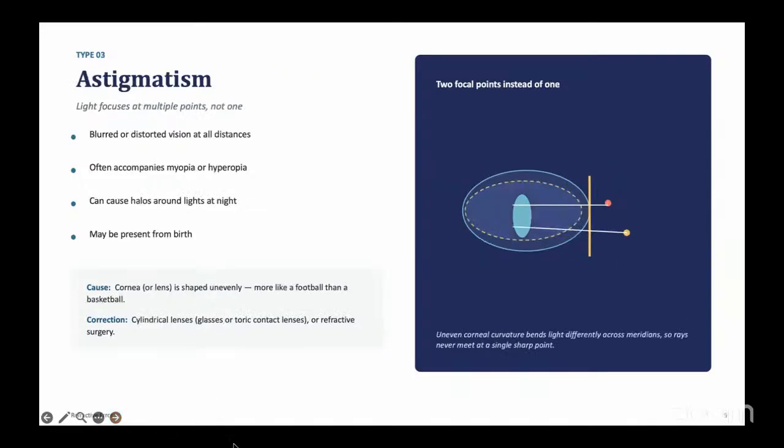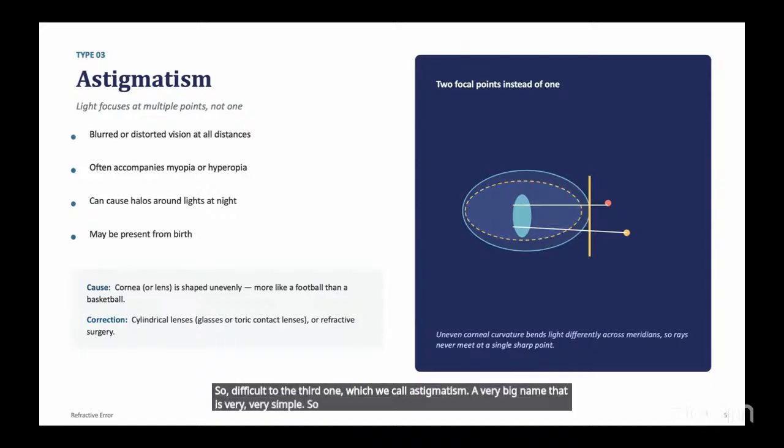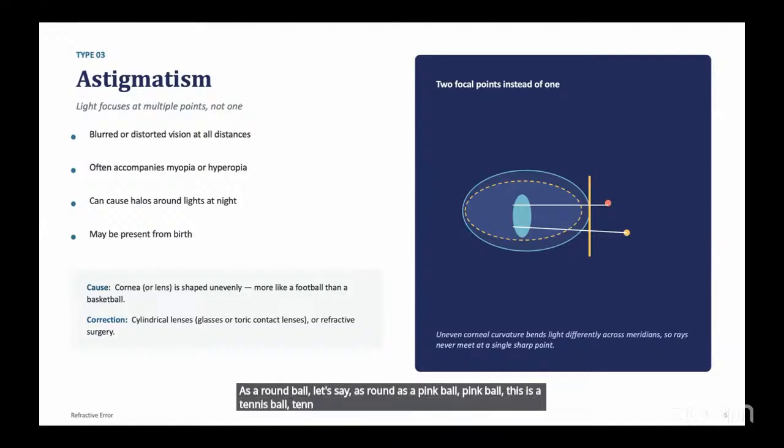So we've come to the third one, which we call astigmatism. A very big name, but very, very simple. If you assume the part of the eye that helps bend the light, which is the cornea, is as round as a ball, let's say a tennis ball, or an orange.